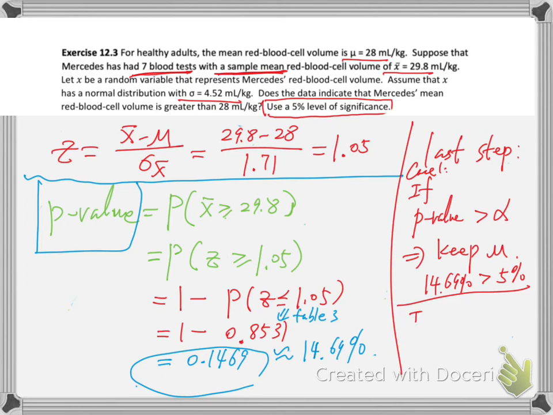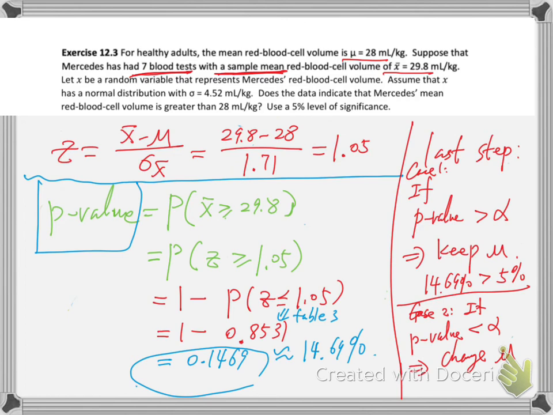Now case 2. After we calculate the p-value, if the p-value is less than alpha, then we have to change mu. So now let's look at what they asked in this question.